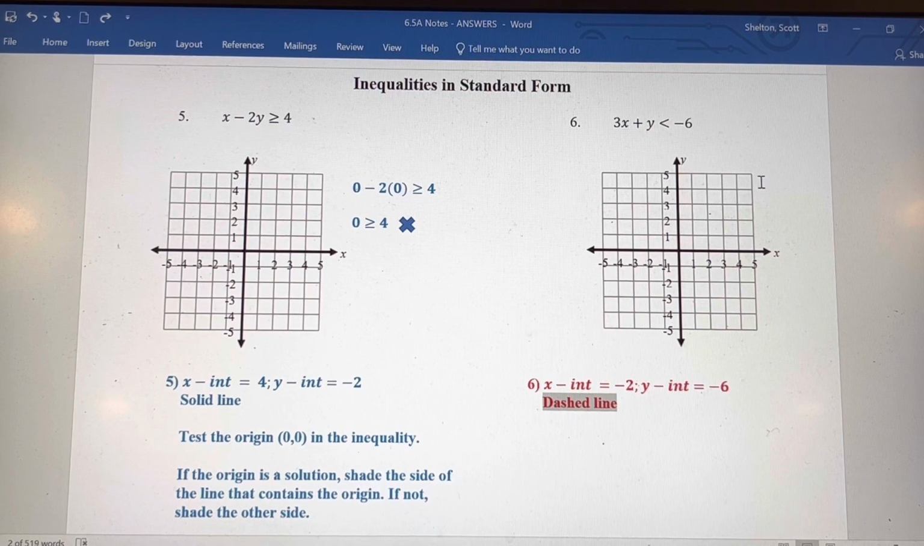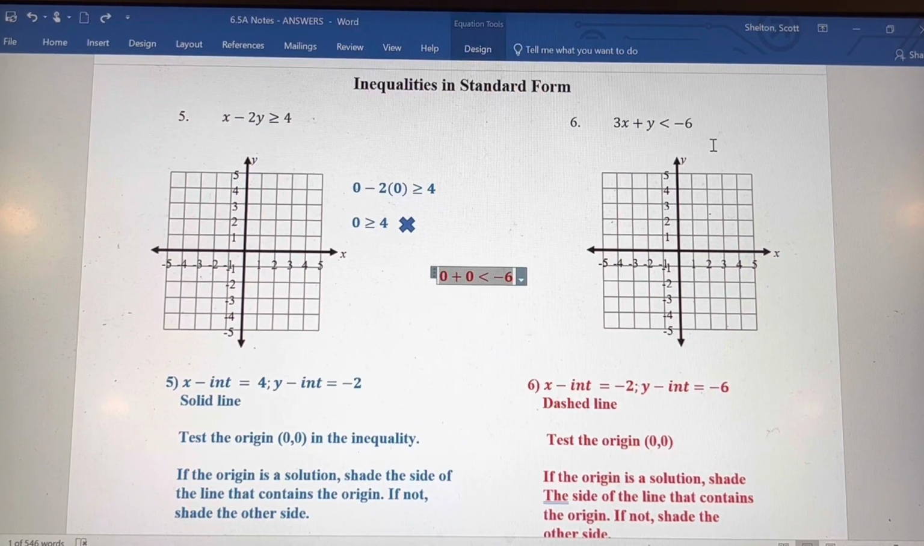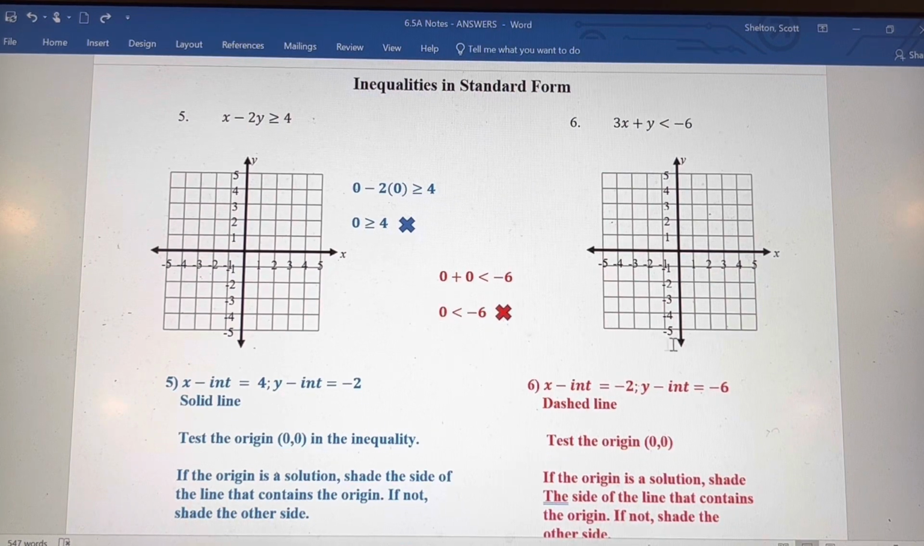Okay, and now we're going to test the origin, and we know all this other stuff. So let's plug in the origin, 0 here for x, 0 here for y. That leaves me with 0 plus 0 is less than -6, and that is not true. So again, we're going to shade opposite the origin. Okay, so let's go back to Desmos and plug this in.